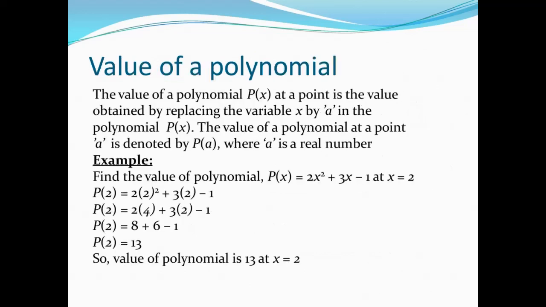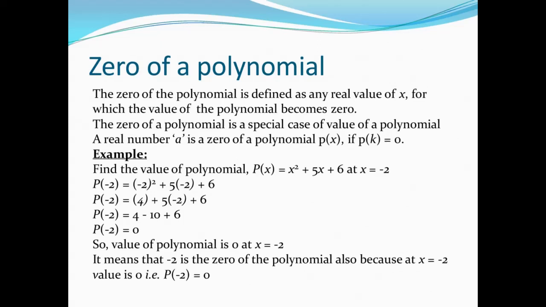Next is value of a polynomial. In a given polynomial, if we substitute x by any number, then whatever answer we get is called its value. We can see in the example that we have one polynomial 2x square plus 3x minus 1 and value of x is equal to 2. So we will substitute x equals 2 in given polynomial and we get answer as 13. This answer 13 is called value of polynomial at x equals 2.